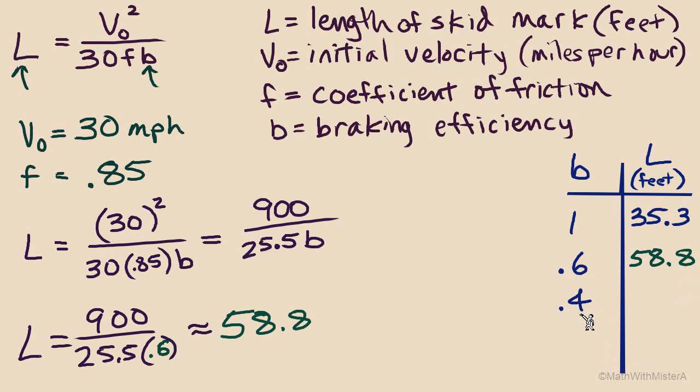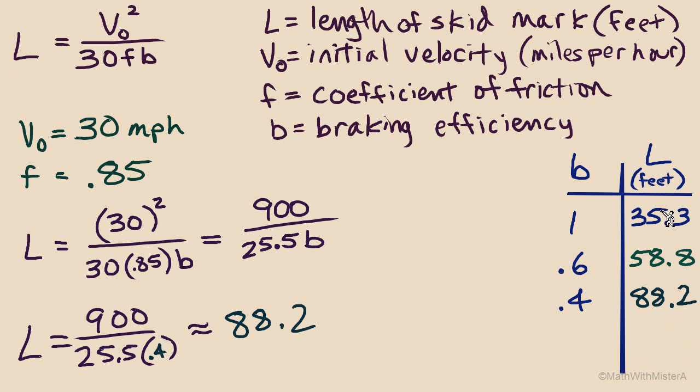Next, we'll use 0.4 for braking efficiency, and hopefully we'll see that our value for L has increased even more. That when the efficiency goes down, it takes longer for the car to stop, so we have a longer skid mark. So now into the formula in place of B, 0.4. We'll multiply 25.5 times 0.4. It equals 10.2, and then 900 divided by 10.2 is approximately 88.2 feet. So at the lowest efficiency, when only the two rear tires are braking, the tires will leave a skid mark that is 88.2 feet, approximately.